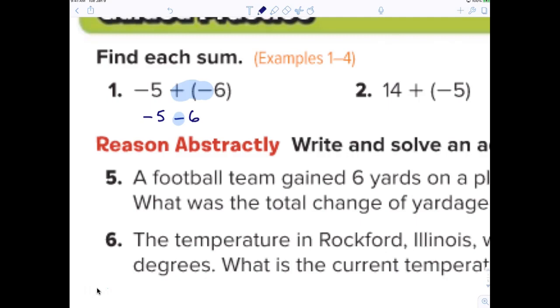Now again, I always tell kids, think in terms of money. If you owe your mom 5 and you owe your dad 6, that means you owe 11. All integers can be thought of as money. That's what I like to think about. Negative is what you owe. Positive is what you have.